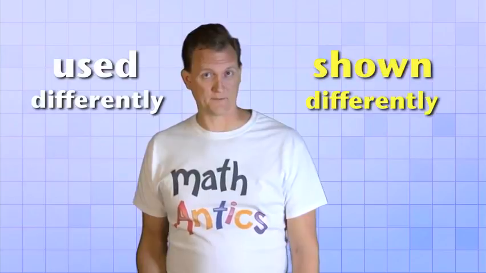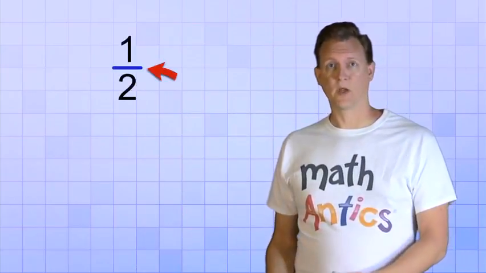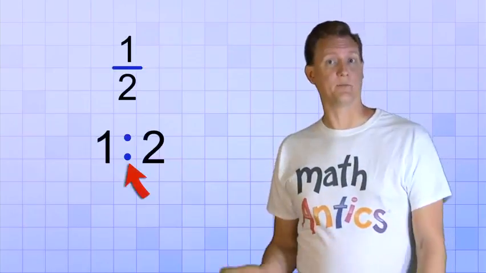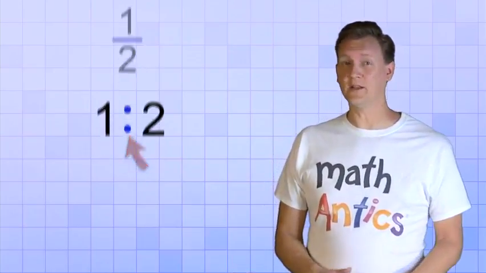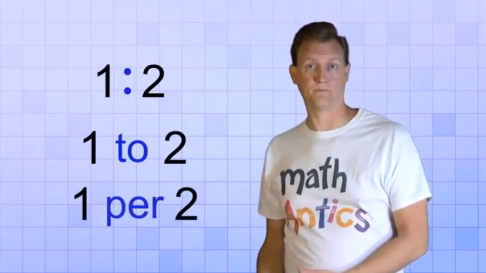All right, so now you know that fractions and ratios are basically the same thing. But since they're used differently in math, sometimes they're also shown differently. Once in a while, instead of seeing the standard division form, a ratio might be represented with this symbol. When you see a ratio written this way, it just means 1 to 2 or 1 per 2.